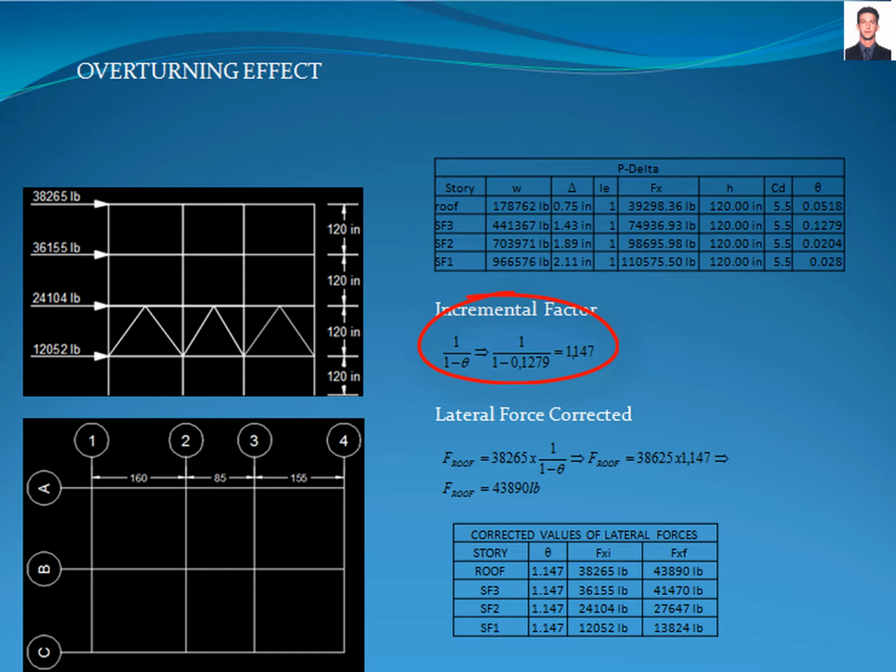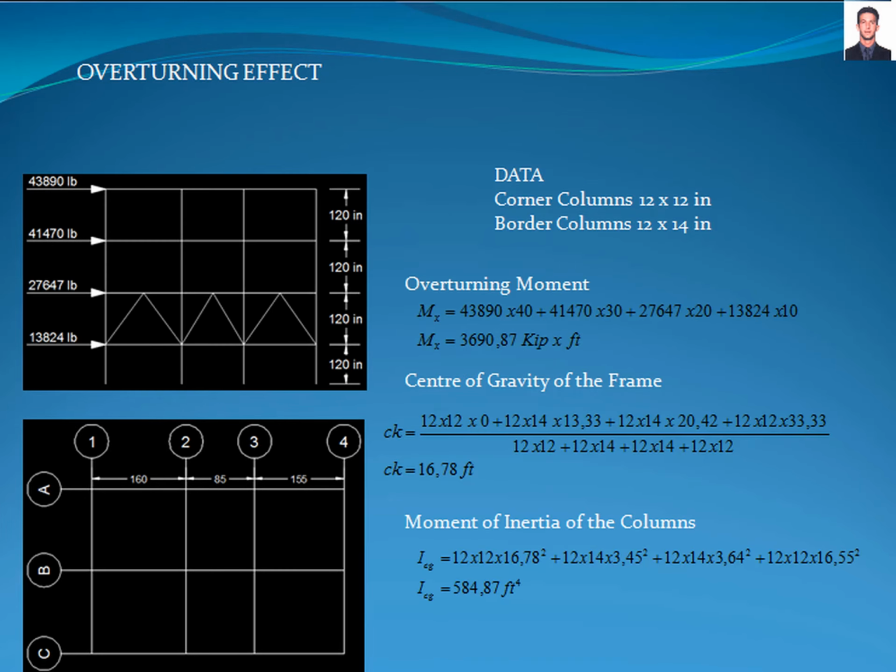The result of the equation is an incremental factor of 14.7%, which multiplied by the lateral force of the roof story results in 43,890 pounds. In this frame are tabulated the lateral forces corrected for each story. With the lateral forces for each story corrected, we calculate the overturning moment of the building. The summation of the moments results in 3,690.87 kip-feet.